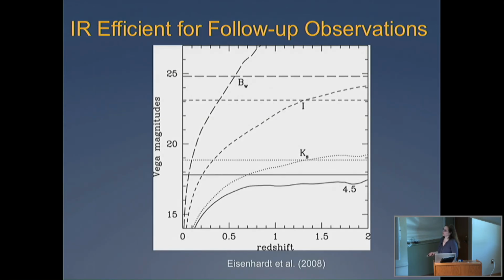Infrared is an efficient way to go. If you look at magnitude versus redshift, this is 4.5 micron. So you can see how it kind of plateaus as you continue with redshift. So there's some dimming, obviously, as the galaxy goes to higher redshift, but then you're also shifting the peak of the emission more into the band that you're observing. So if you observe at 4.5 or 3.6, it's an efficient way to go. If you try to do B band, obviously that's not a good way to go because it just gets too faint.